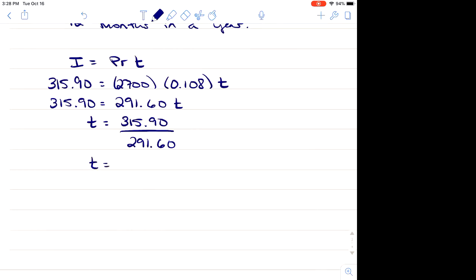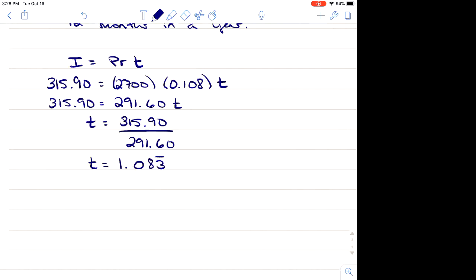So T must be 1.83 repeating years. And I'm going to leave it at that. You could convert the 0.83 repeating to months if you wanted to, but I'm not going to take it that far. Just leave it as that. Any questions about that one? No? All right.